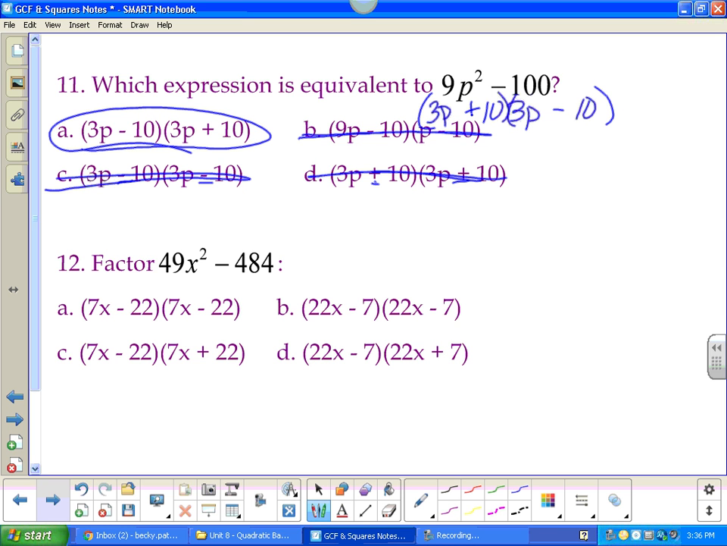Now when you get to something like number 12, especially if it's on the non-calculator part, you look at a number like 484 and you think, good gracious, my brain doesn't go up that high. But it's multiple choice. Now I know 49 is going to be 7 times 7, so apparently 484 is 22 times 22. So if I think about this, that would go 7x and 7x, 22 and 22, 1 plus, 1 minus, which would be C.